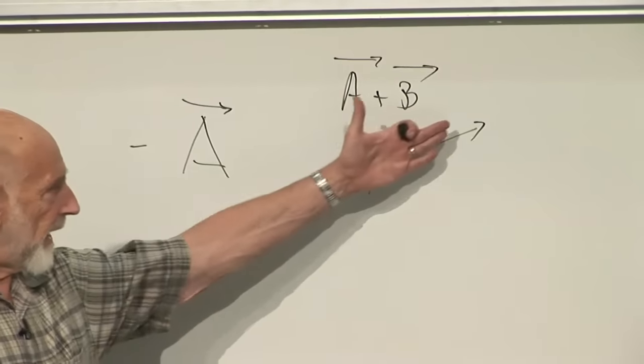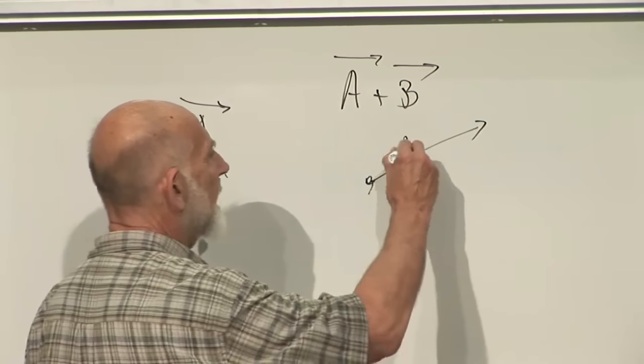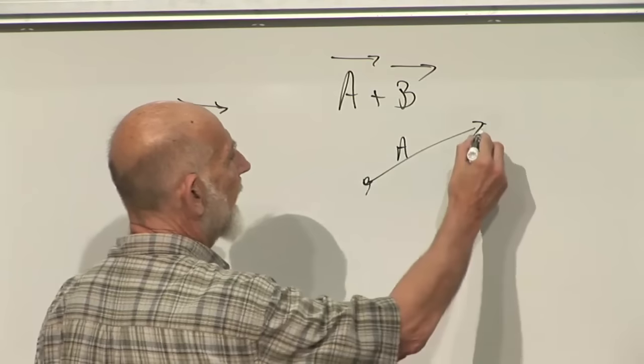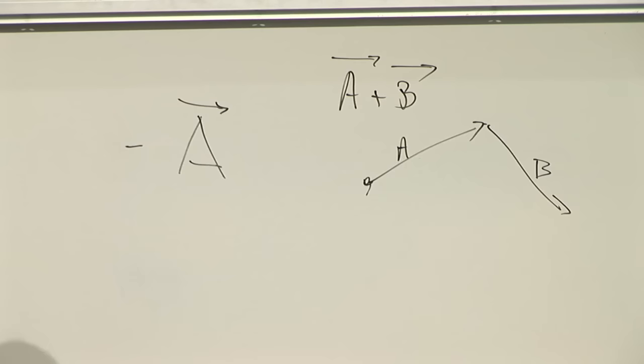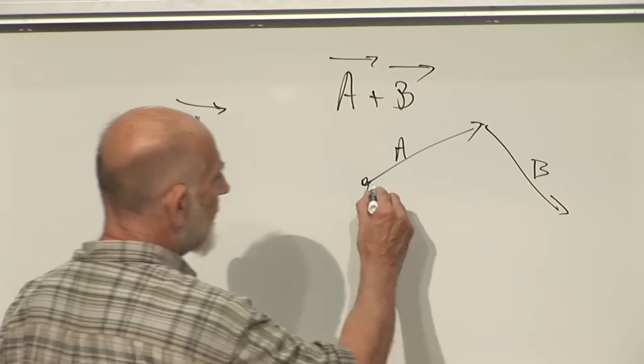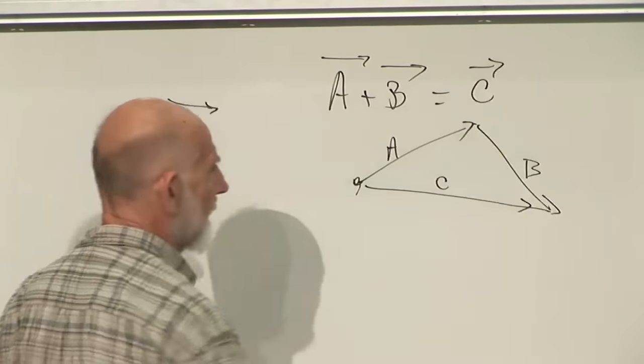Here's one end of it, the tail end of it. Here's the arrow end of it. Then we take B and we put the tail of B at the head of A. And we draw a triangle. The triangle has its third leg, C, which is the sum of A plus B.